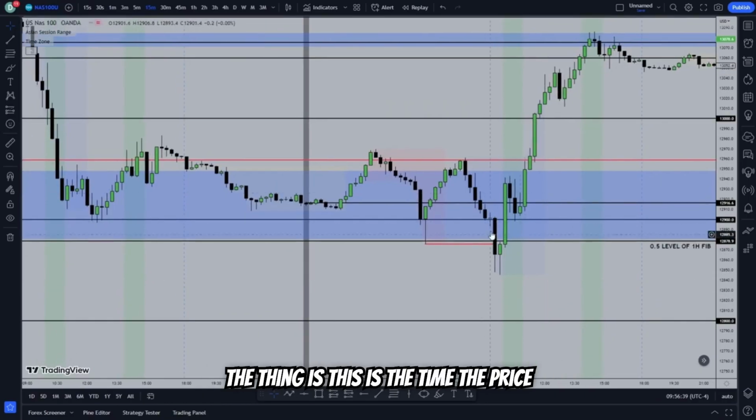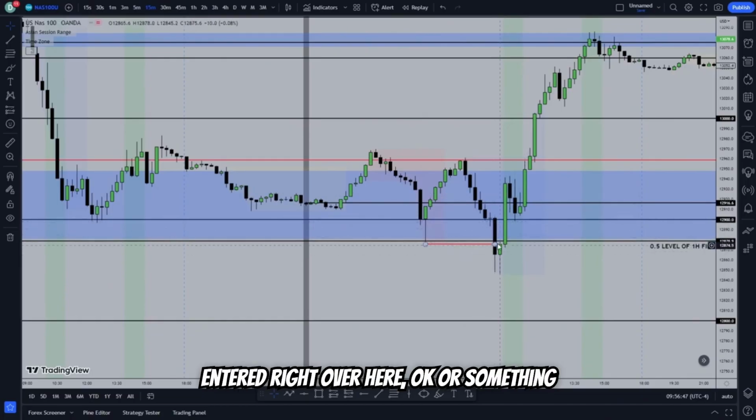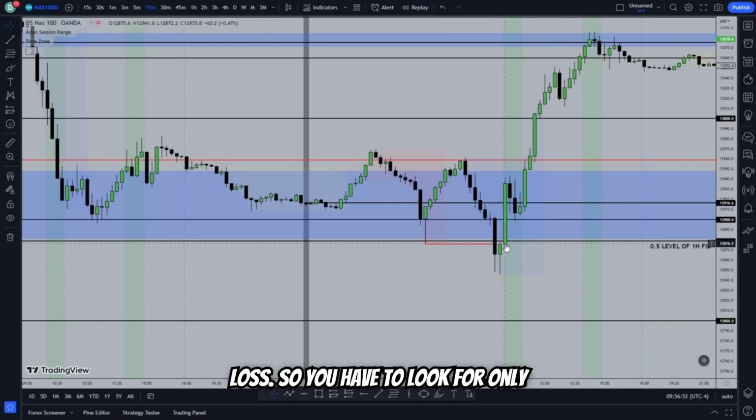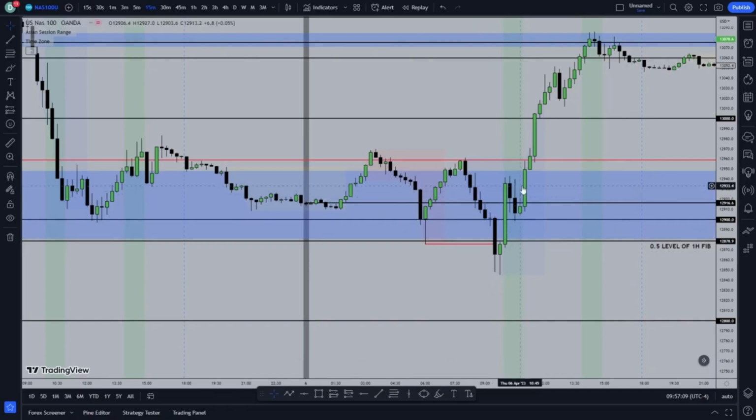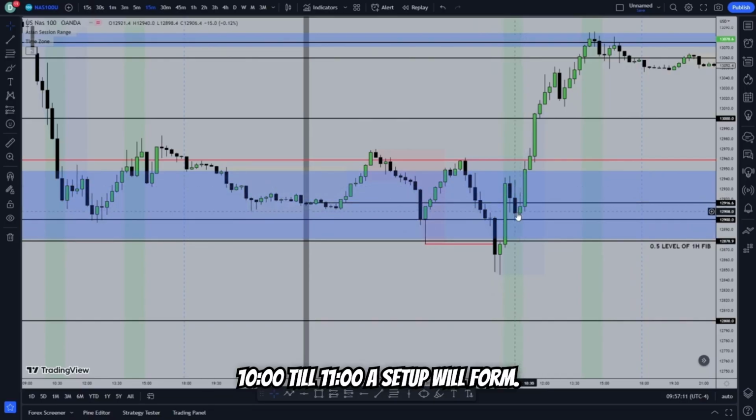So the thing is, the price has taken the liquidity. Now you have to look for the time, okay? If you would have entered right over here, or something like this, you would have encountered a loss. So you have to look for only specific times when the macro lots are open. For example, in Nasdaq from 9:30 till 10 o'clock there is a stop loss hunting game going on, okay? From 9:30 till 10 o'clock only every trader's stop loss will be taken, and from 10 o'clock till 11 o'clock a setup will form.